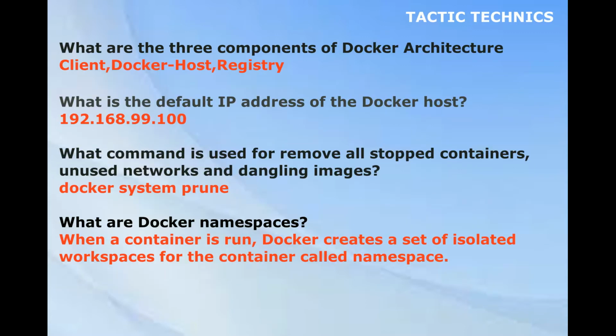What are the three components of Docker architecture? Client, Docker host, registry. What is the default IP address of the Docker host? 192.168.99.100. What command is used to remove all stopped containers, unused networks and dangling images? Docker system prune.